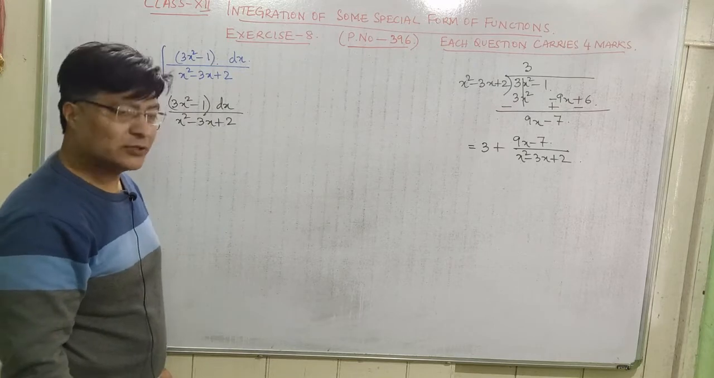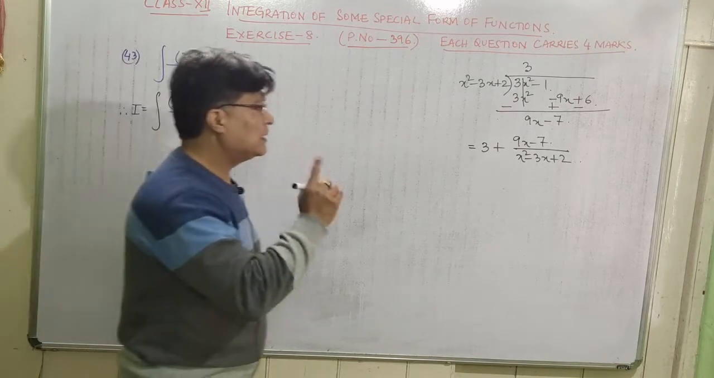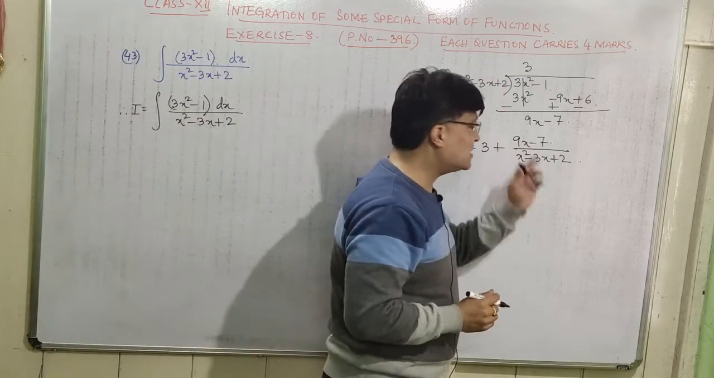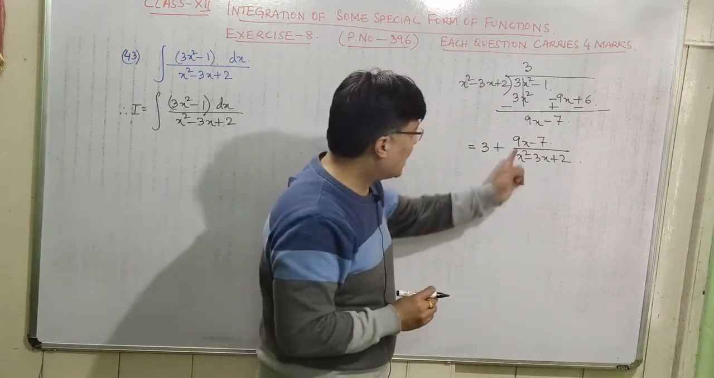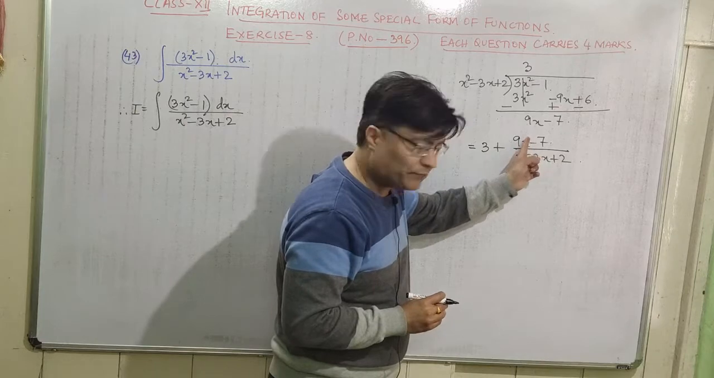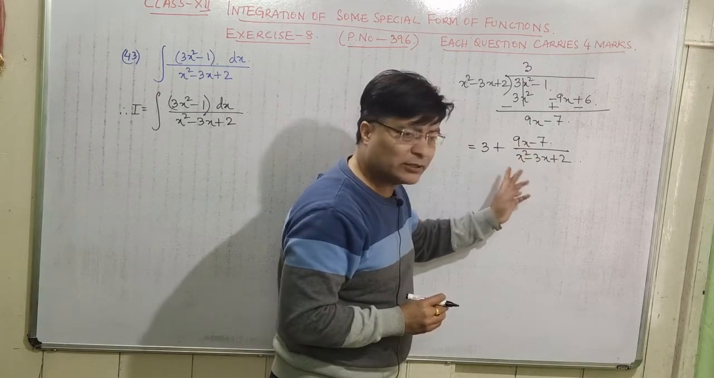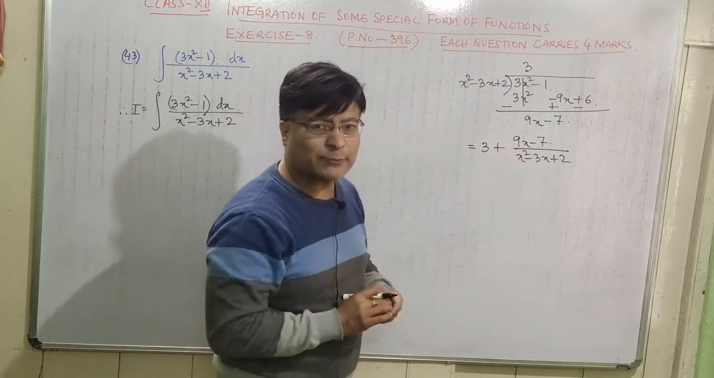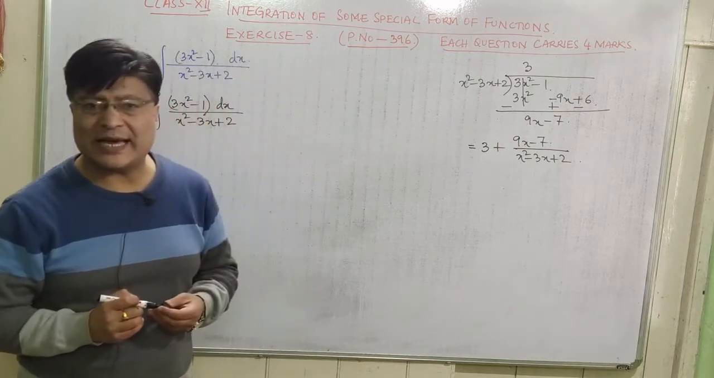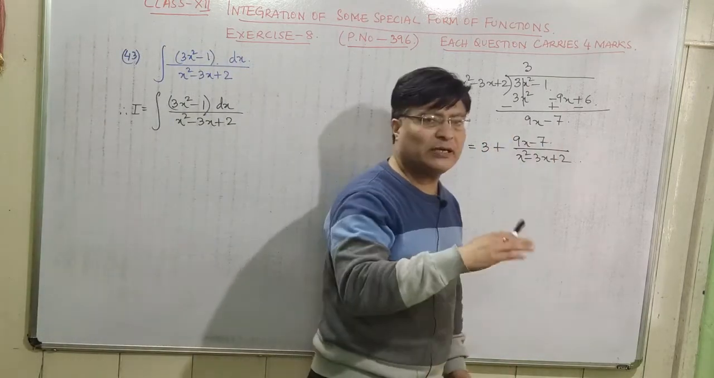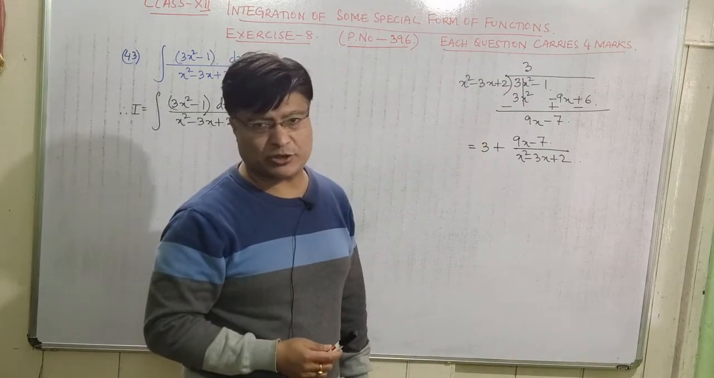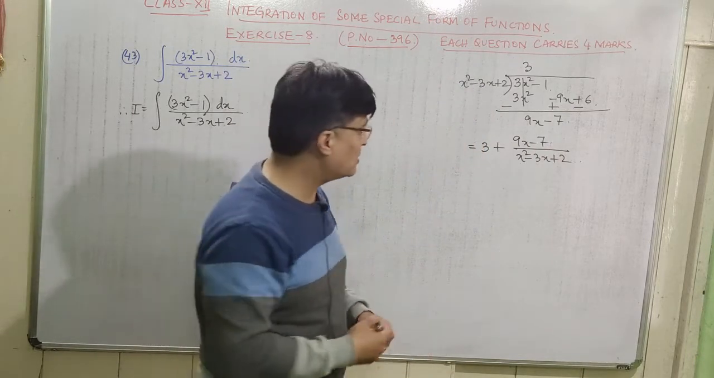So I think you have understood it. Now in this fraction, the highest power of x in the numerator is 1 and the highest power of x in the denominator is 2. That is, the highest power of x in the numerator is less than the highest power of x in the denominator. That means this fraction can be converted into partial fraction.